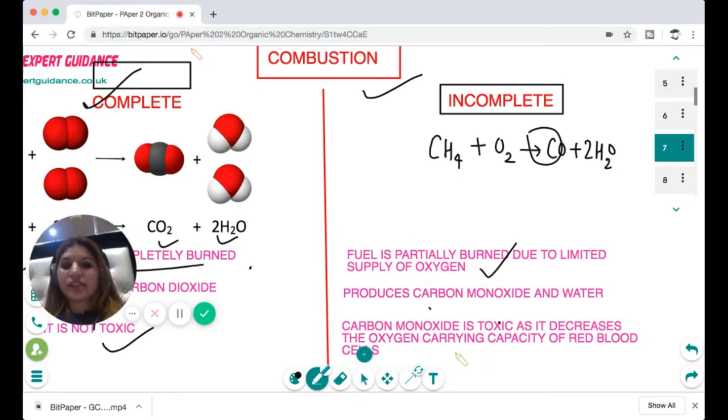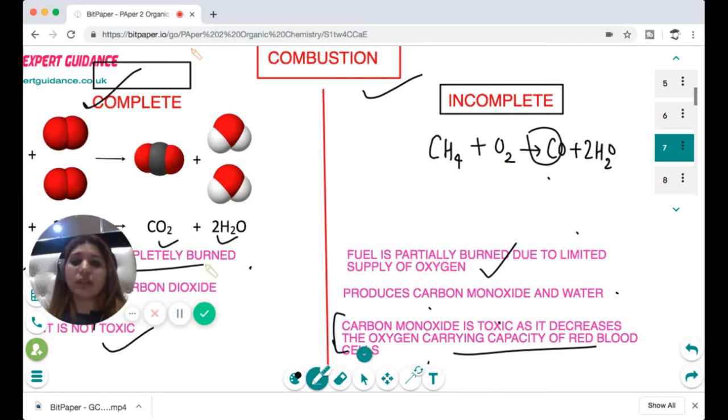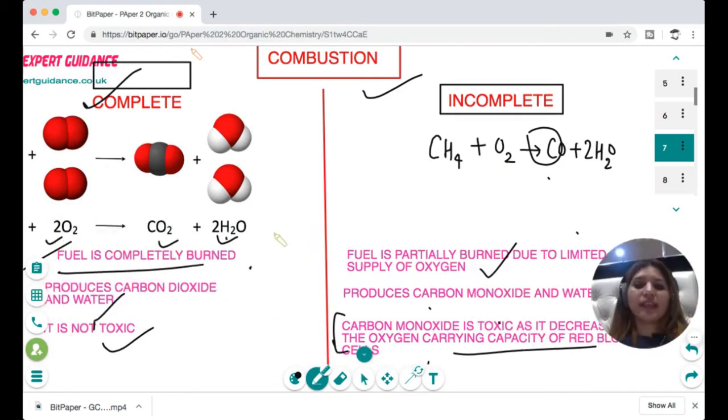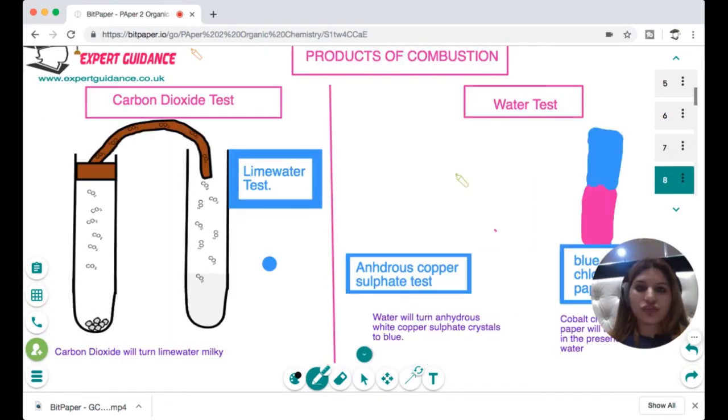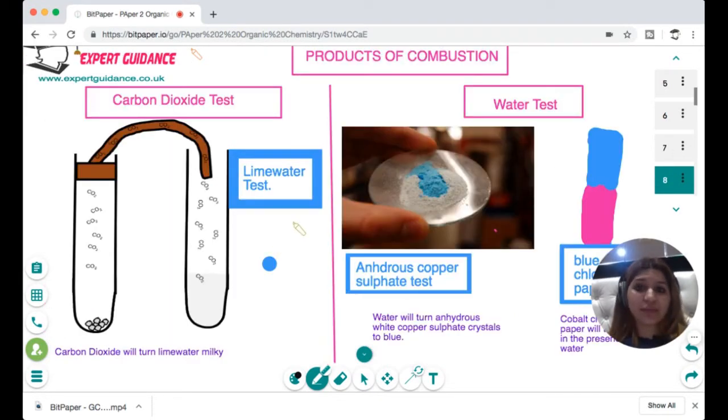Now, it is toxic as carbon monoxide is a toxic gas. It decreases the oxygen carrying capacity of the red blood cells. Therefore, it is very harmful. So incomplete combustion is harmful. In the exam, you should be able to write the equations of complete and incomplete combustion. Remember, in complete, write carbon dioxide and water, and in incomplete, write carbon monoxide and water, and balance the equation. Okay? Now, the next thing we need to do is, how will you test the products of combustion?